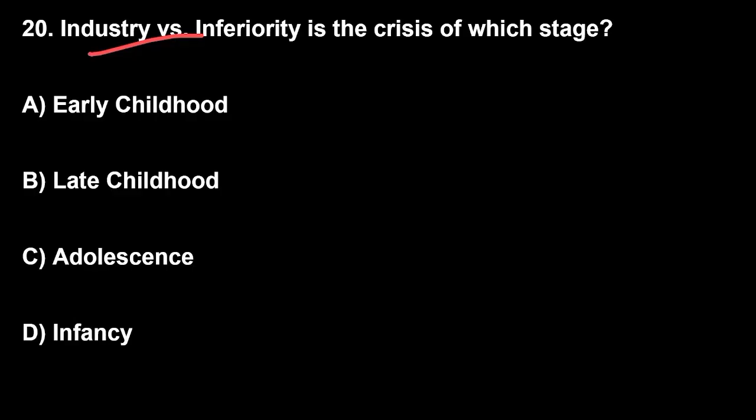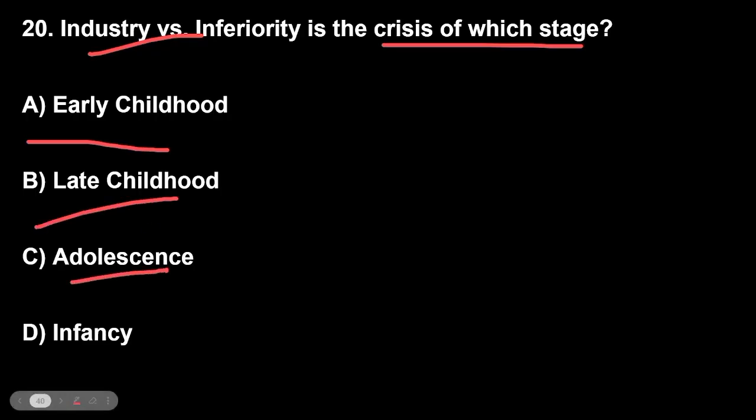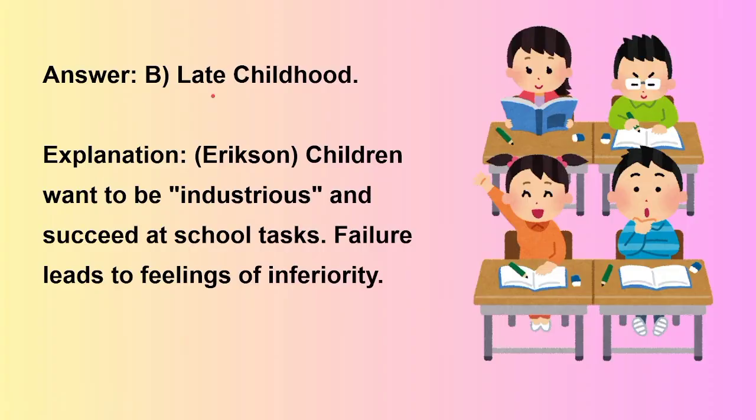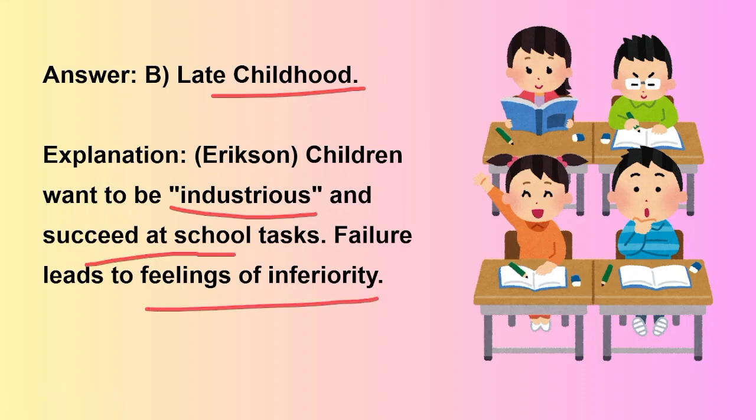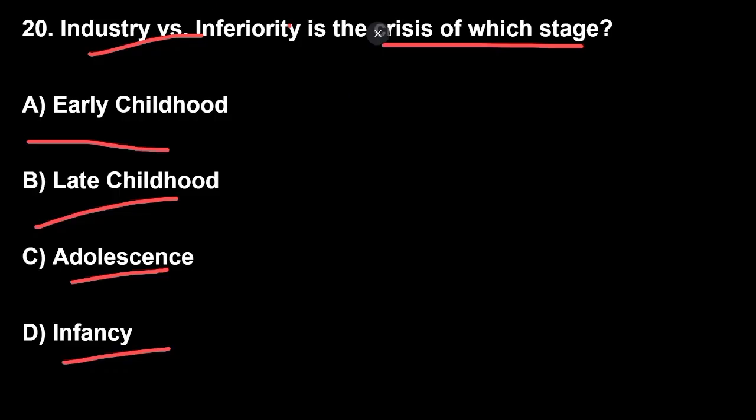Then industry versus inferiority is the crisis of which stage? Options: early childhood, late childhood, adolescence, or infancy. And the right answer is late childhood, because children want to be industrious and succeed at school tasks at this stage, and failure leads to feelings of inferiority. So at this stage the crisis industry versus inferiority occurs.